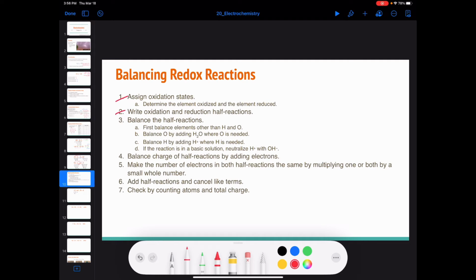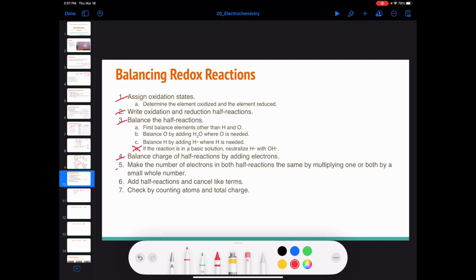the half reactions, we balanced them. Notice that we didn't have to do this portion because it doesn't say that it's in basic solution. So we don't have to neutralize our hydrogen ions with hydroxide. If it's neutral or acidic, we can just keep it as is. And this one didn't specify, so we can assume that it's neutral. All right, we balanced our charges of the half reactions by adding electrons.